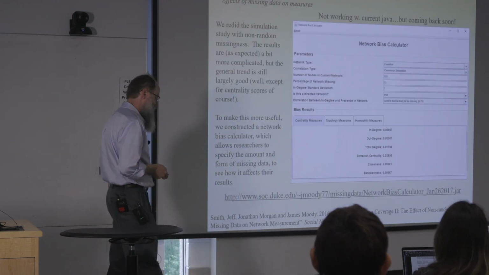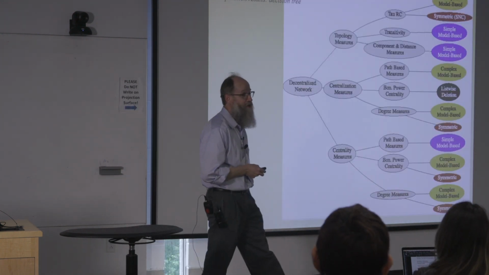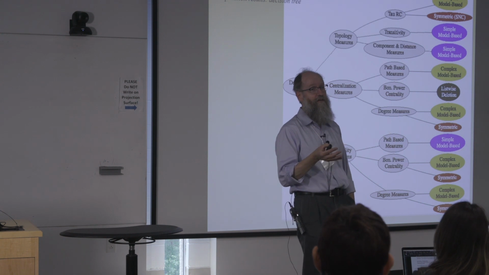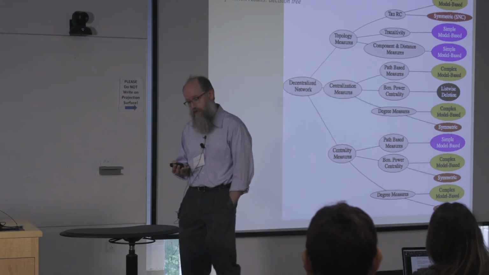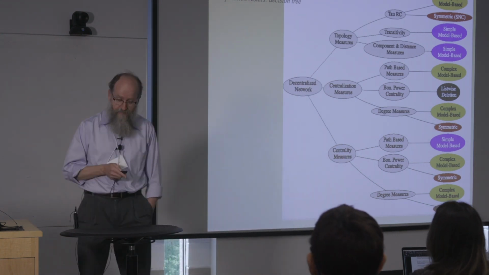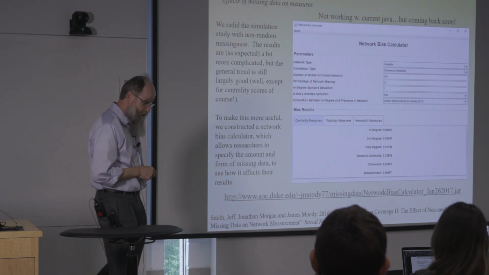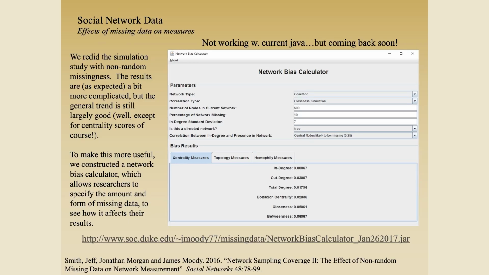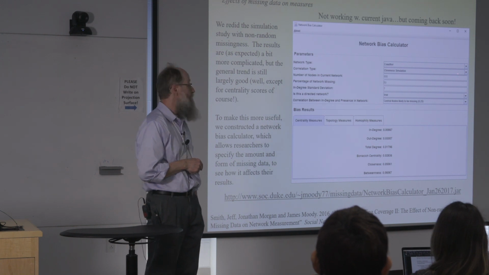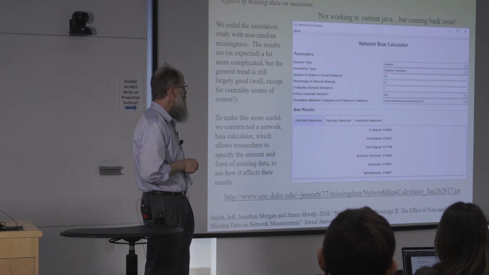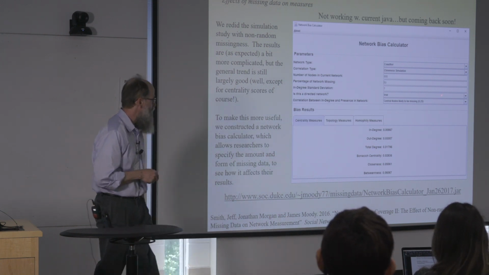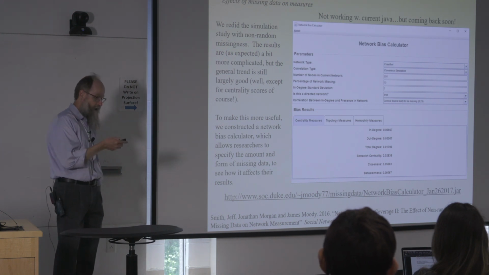Now, you might say, Chris Moody, I'm not going to go look up your paper. I love you and all, but I'm not going to look up your paper every time I need to figure out what to do with my data. Alas, you don't have to. We have a tool that lets you figure out what kind of data you have, the kind of score you're interested in, the number of nodes in your network, and a series of other parameters, and then you can ask, what kind of bias am I going to get?